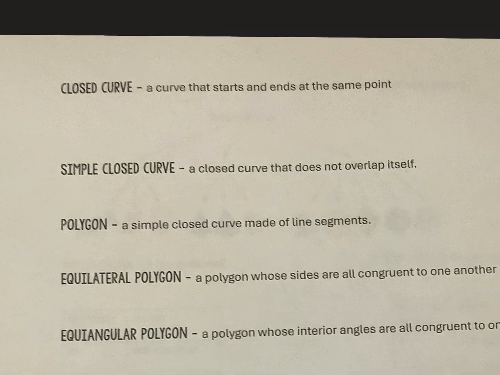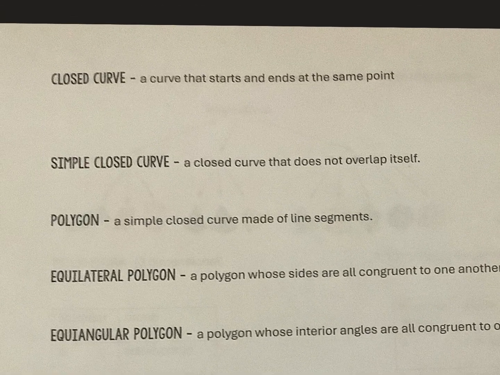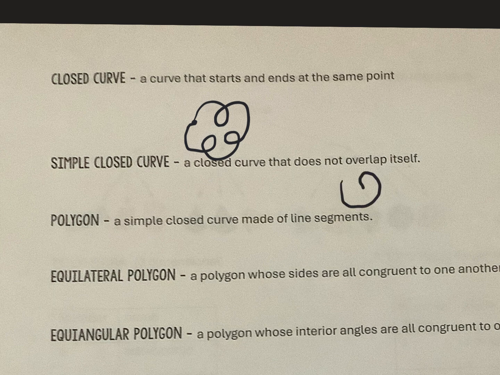Okay. So a closed curve is just a curve that starts and ends at the same point. So again, it can overlap itself, right? But again, we start and end at the same point. And then a simple closed curve is one that starts and ends at the same point, but again, does not overlap itself.